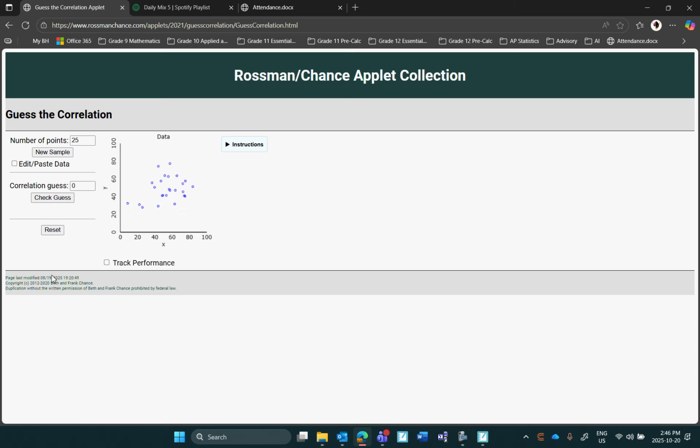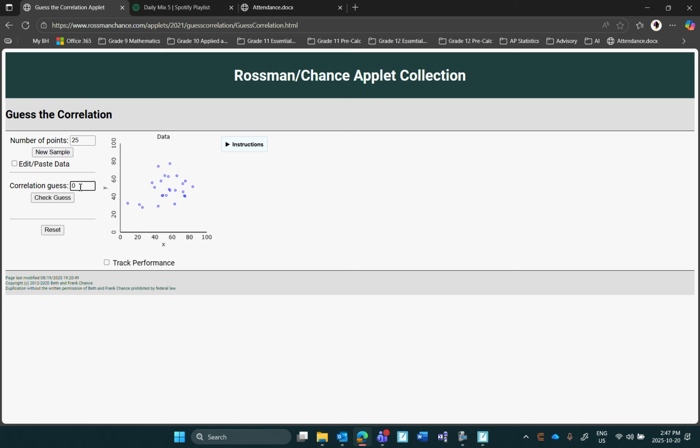Ooh. Positive. Definitely positive. But pretty weak, I'd say, eh? Like, think about that first one. That was negative 0.5. And that was maybe moderate, but mostly weak. But that was still negative 0.5. So what would you say for this one?